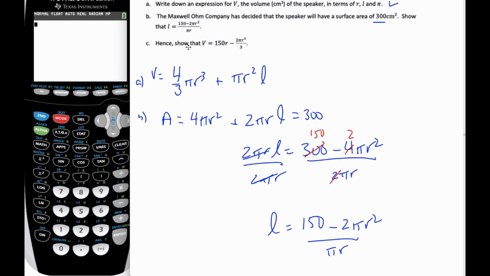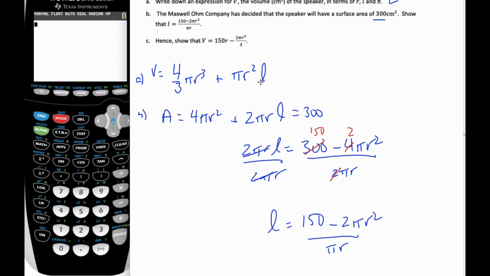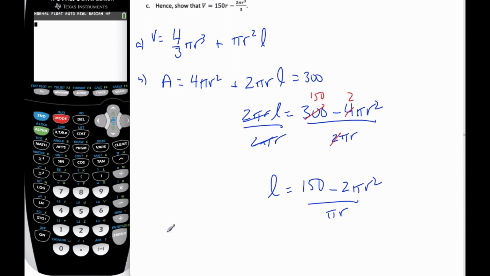Now it says, hence, show that the volume is this equation. Well, I can recognize that L is equal to this, so I'm going to substitute my L into here and see what we get. When I substitute, the volume is 4/3 pi r cubed plus pi r squared times L, which is 150 minus 2 pi r squared, over pi r.